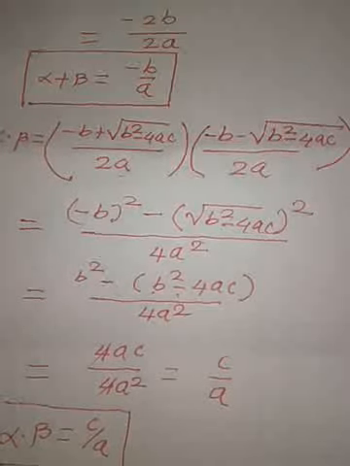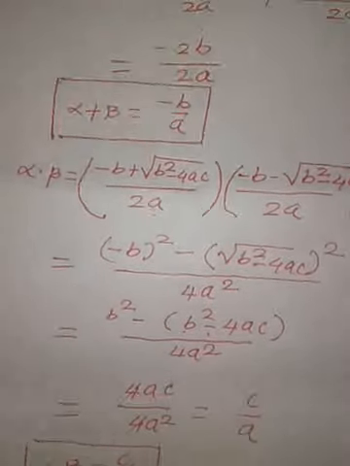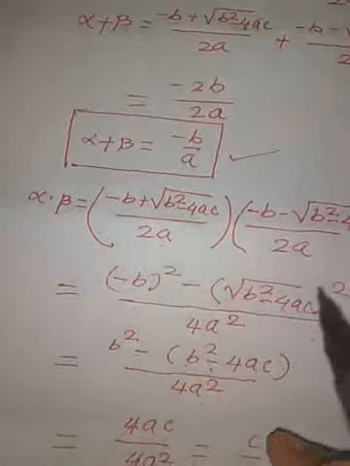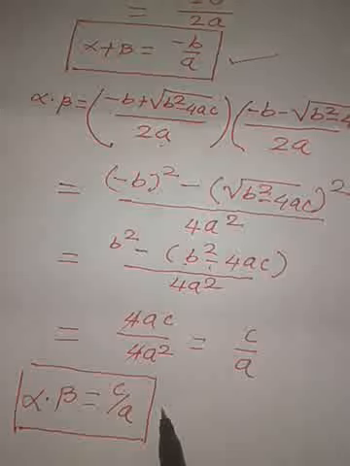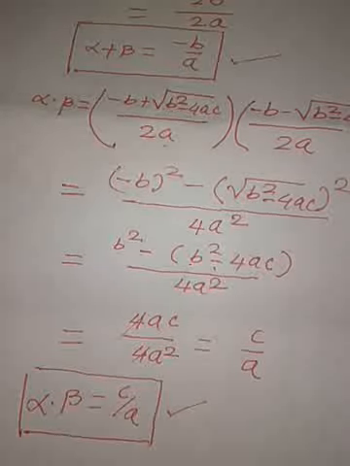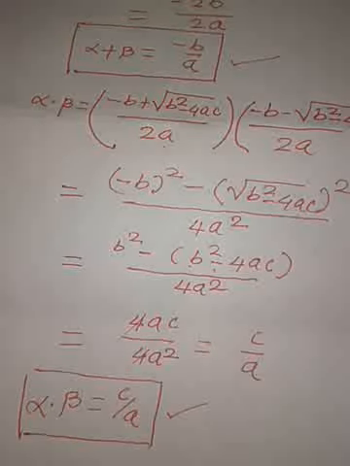And then we get two formulas. One is alpha plus beta is equal to minus b upon a, and the other is alpha into beta is equal to c upon a. This is the relation between the roots of a quadratic equation and the coefficients of that equation.